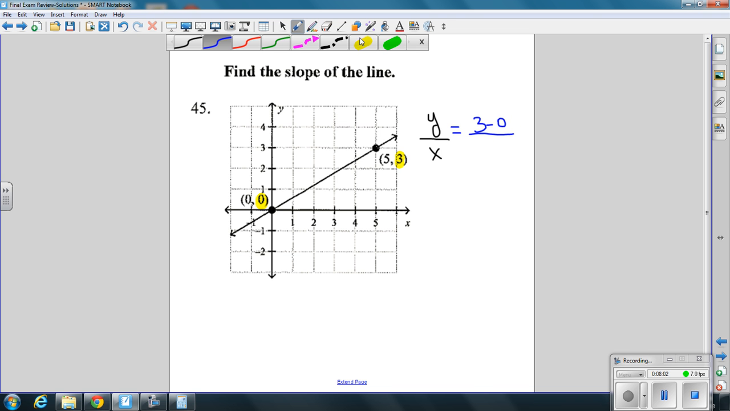And then I want to do the change in x. So if I did 3 minus 0, I must do 5 minus 0. And my solution is just to simplify this. So 3 minus 0 is 3, and 5 minus 0 is 5. So my slope equals 3 over 5.